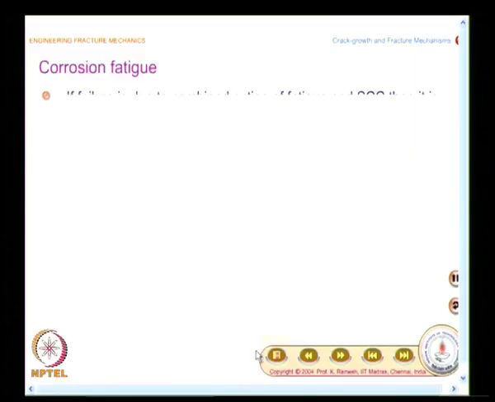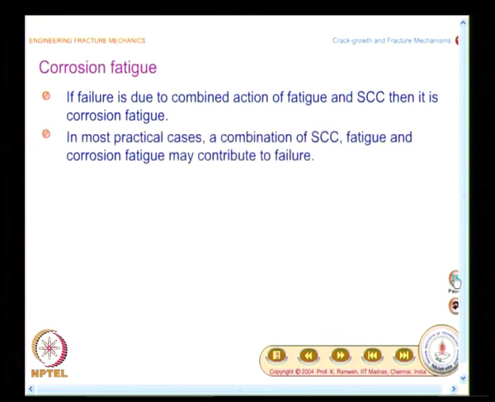So far we have seen fatigue separately, stress corrosion cracking separately, and creep. But in practice you will find a combination of these; they do not exist in isolation. And now we look at what corrosion fatigue is. If failure is due to the combined action of fatigue and SCC, then it is corrosion fatigue. So, in many practical cases you always find a combination of SCC, fatigue and corrosion fatigue, and they would contribute to failure. And we will look at an example, then you will understand how such a combination exists.